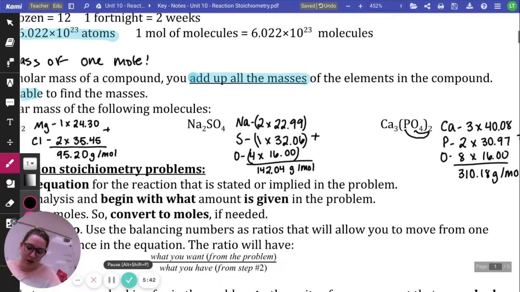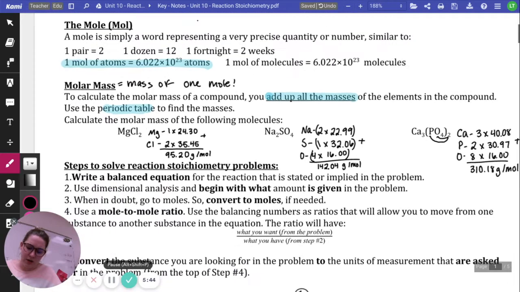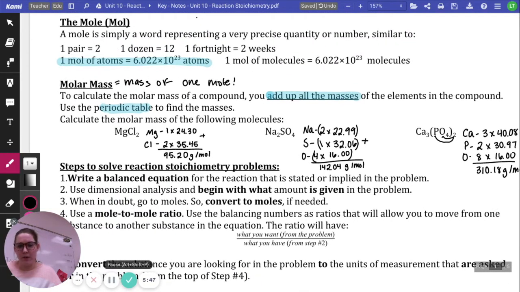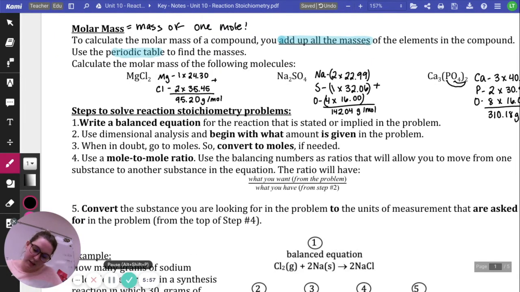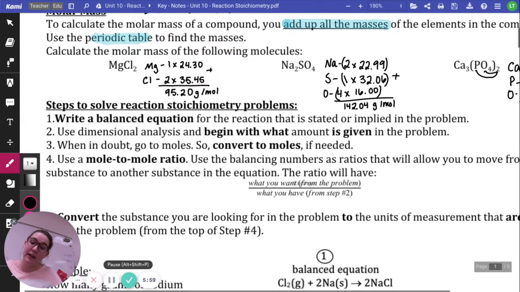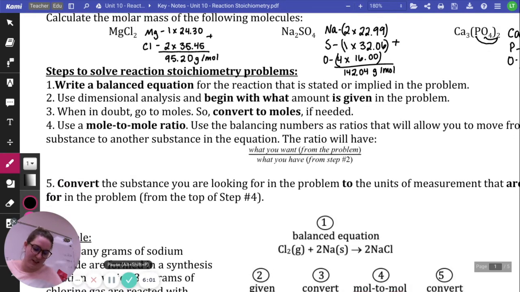Okay, so now we're going to talk through how to solve these stoichiometry problems. There's really 5 steps. They're very similar to our mole-to-mole problems that we learned about last unit. So let's go through them. Or not last unit, last semester, what I was trying to say.